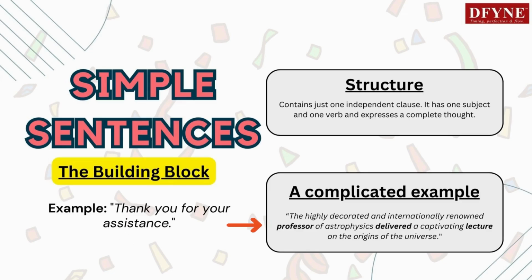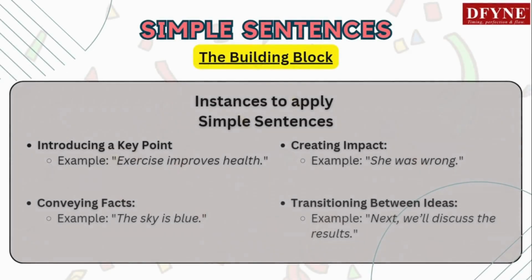In the complicated example, we see that despite its length and the number of descriptive phrases, this sentence is still simple because it contains only one independent clause with one main subject, the professor, and one main verb, delivered. Everything else, the phrases and descriptors, serves to modify and add detail to the subject and the action, but there is no additional independent clause or dependent clause. Sentences like these are useful when you need to convey a lot of information concisely, like proving a point when you debate or elaborating a topic sentence of a paragraph.